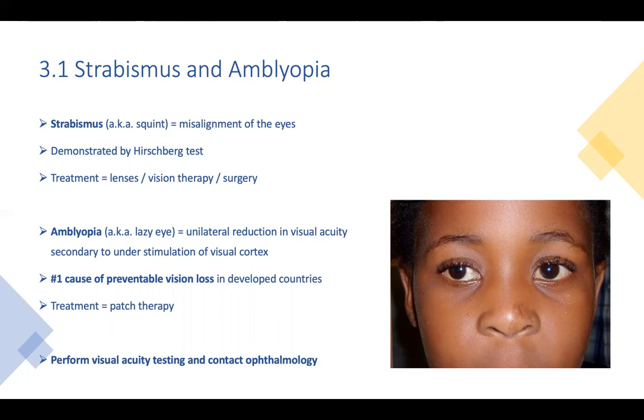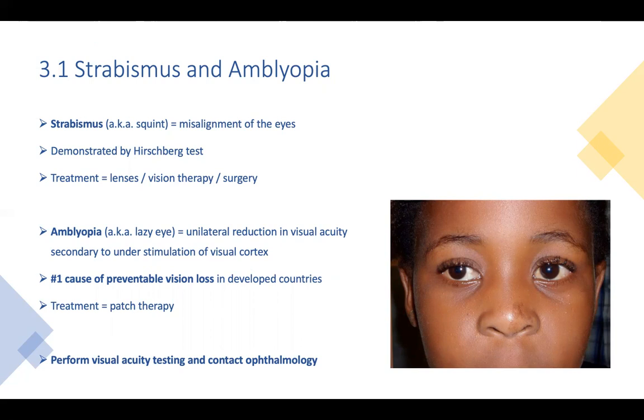Amblyopia, also known as lazy eye, is a unilateral reduction in visual acuity secondary to understimulation of the visual cortex. So essentially, the brain fails to process inputs from one eye and over time favors the other eye. Strabismus is one of 3 main causes of amblyopia.